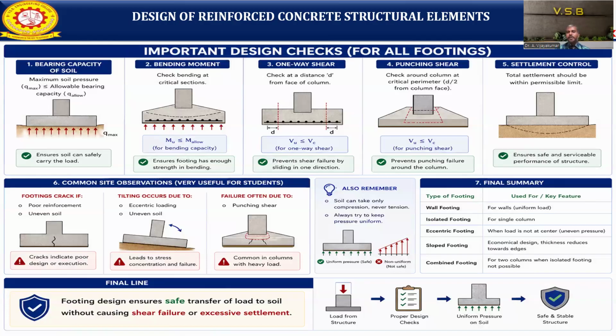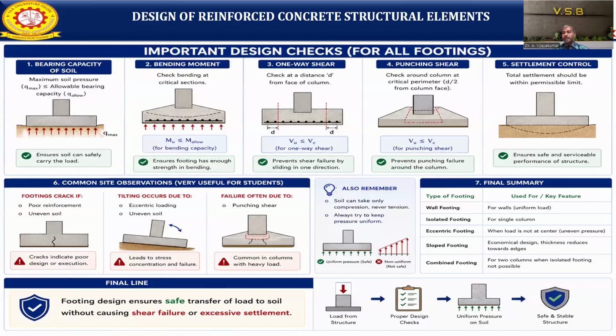Also we need to remember that soil can take only compression, never tension. So always try to keep pressures uniform. If the pressure is non-uniform, it is not allowable. For a wall footing, the load is uniform. An isolated footing is for a single column. We can use an eccentric footing when the load is not at the center or there is uneven pressure. And a sloped footing is an economical design, where the thickness is reduced towards the edges.